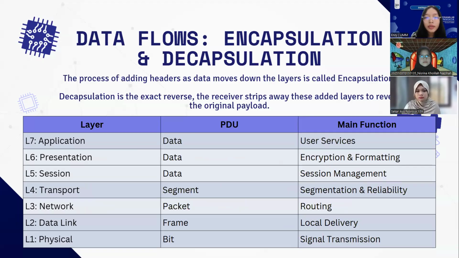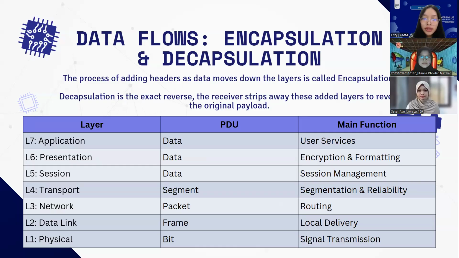And before data can be transmitted through a network, it must go through a process called encapsulation. During encapsulation, data moves from the application layer down to the physical layer. As the data passes through each layer, additional information called headers is added to help with delivery and communication.